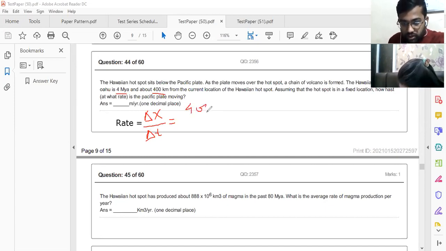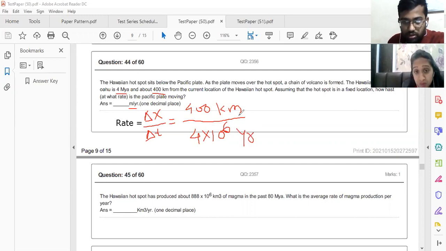So 400 kilometer divided by 4 million year. Convert this, because you need to calculate in meter per year. Million year means 4 into 10 to the power 6. 1 million means 10 to the power 6. Okay, now it is in year.